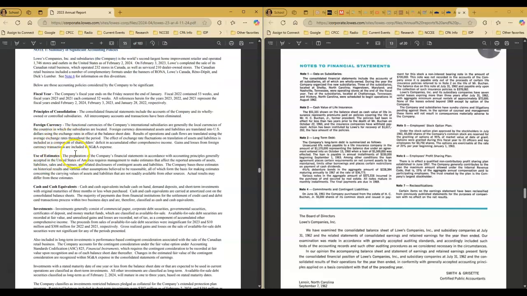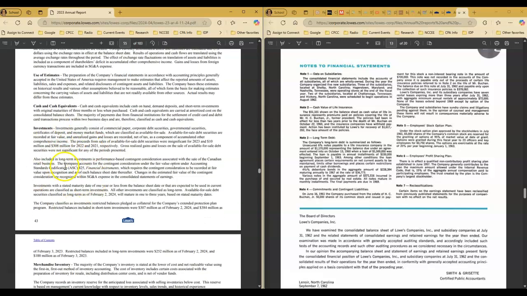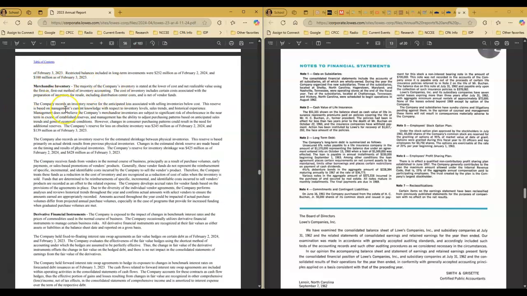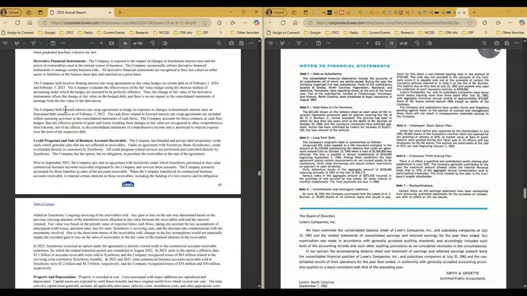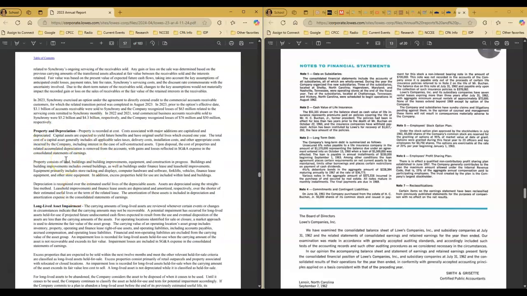Foreign currency, they tell us a little bit about what they do with foreign currency, how they're using estimates, what they're including in cash and cash equivalents. We'll get into that in Chapter 5. Investments, we won't really get into investments. We'll get into more long-term asset kind of things. Investments we hit in intermediate. They tell us all about their inventory procedures and policies. They've got all kinds of information down here about derivatives, credit programs for their business accounts, property and depreciation. So every bit of that is going to tell you a whole lot.